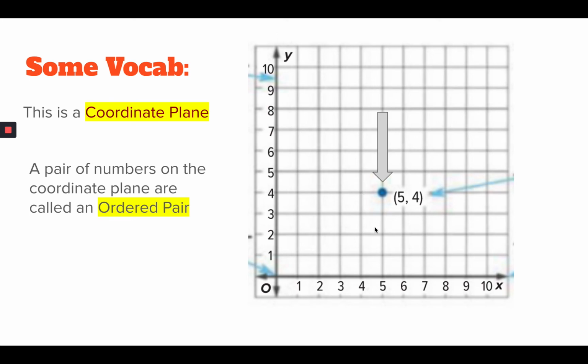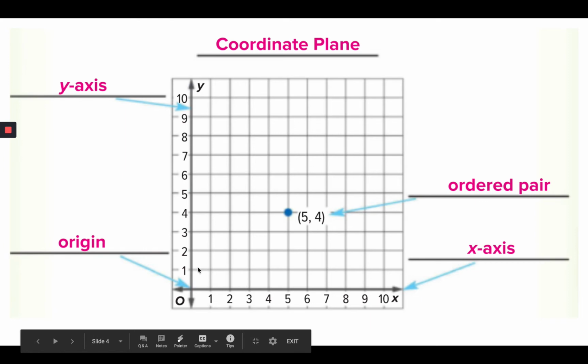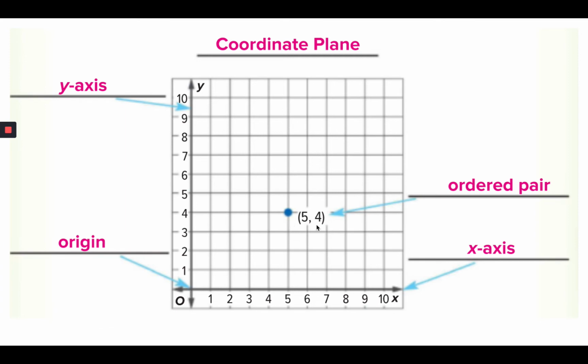When you graph on a coordinate plane and you have a pair of numbers, so 5 over, 4 up, that's called an ordered pair. Any point on a coordinate plane. So there it is again. Just a quick recap. The whole thing is called a coordinate plane. This bottom line is the x-axis. Up and down is the y-axis. The origin is where the two lines meet. It's usually 0, 0. And an ordered pair is any dot or location on the coordinate plane.